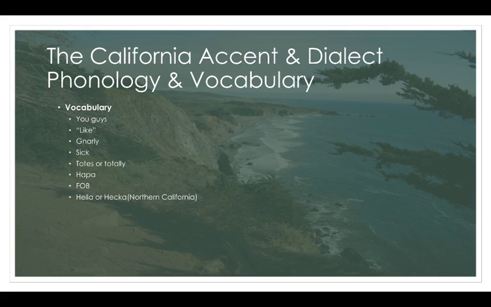So like my family, if they have a very strong accent, they would be FOB. And something that I wanted to add is that later we're going to talk about the different regions of the South. But in California, there's a really big difference between Northern California and Southern California in regards to some vocabulary terms. Like hella or hecka is very Northern California, and you can usually tell if someone is from Northern California by those terms.